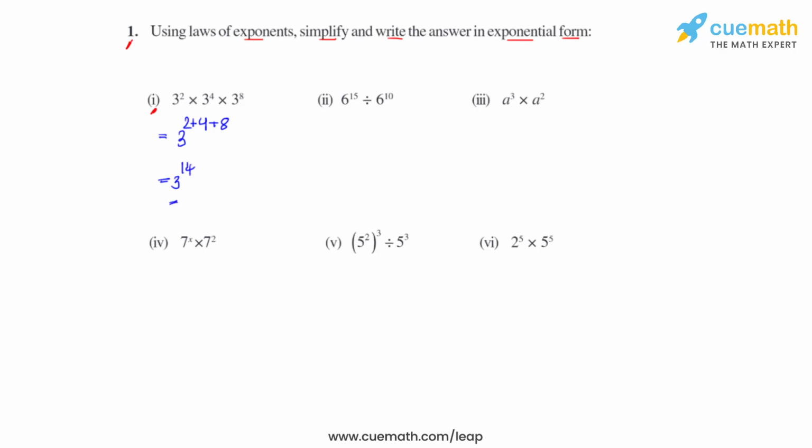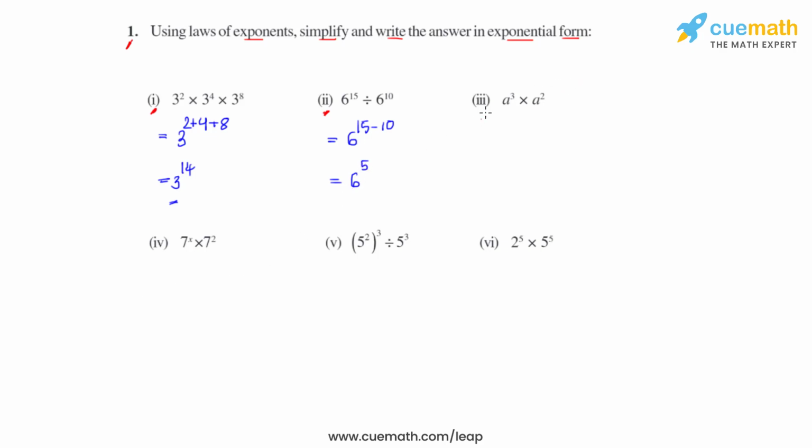So now coming to the second bit of the same question. Here we will be using a different law of exponents, which is the quotient law of exponents, as we see a division here. The bases are same, powers are different. In quotient law, we subtract the powers keeping the same base. So we write 6 raised to 15 minus 10. So that will give us the answer 6 raised to 5.